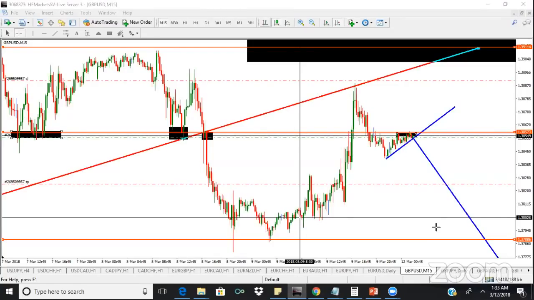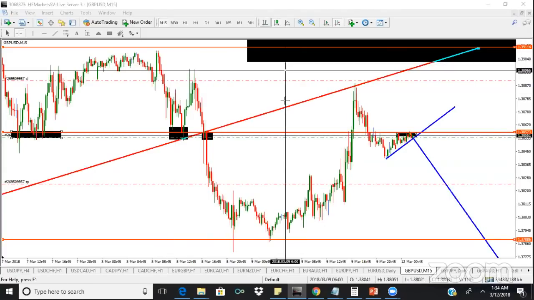Okay. Once you are there, move stop loss to break even on one point. Once you are in 1.3836, move your stop loss to break even. Okay. Thank you so much for your time.